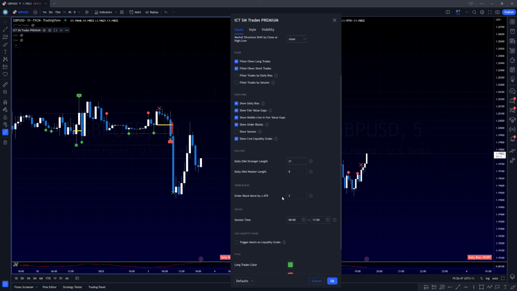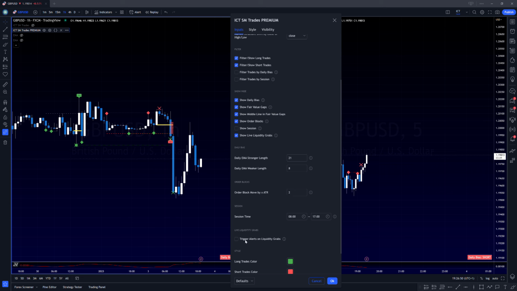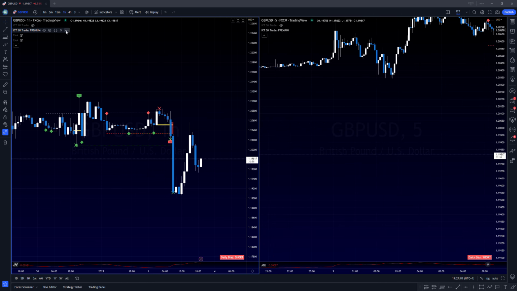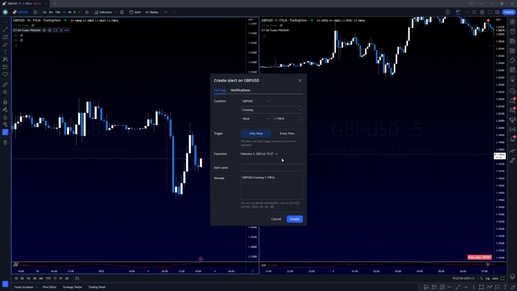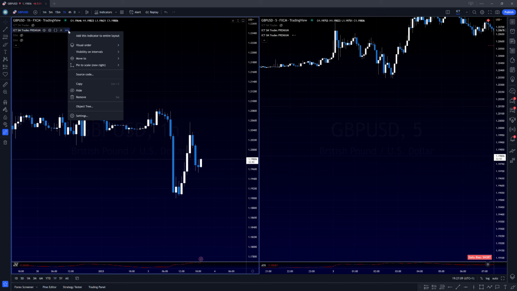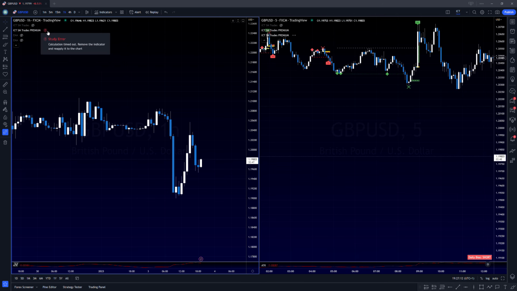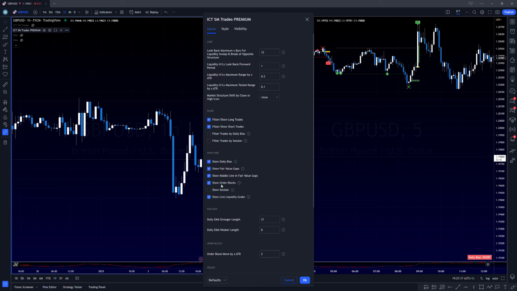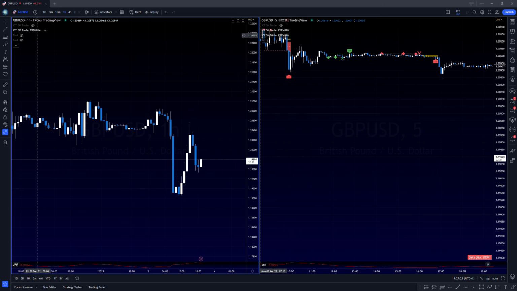And there is one more feature. You can turn on alerts for these liquidity grabs. Not only for them, but if you check this and click OK, and now when you add an alert, it means that, oh sorry, okay, calculation timeout, so I can, for example, click here to load it again. It happens sometimes. So when it is loaded, I can create an alert.